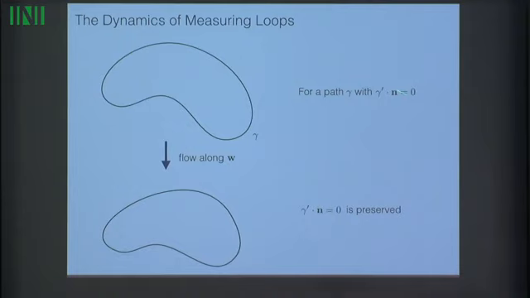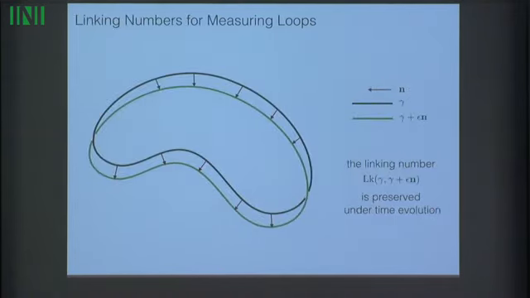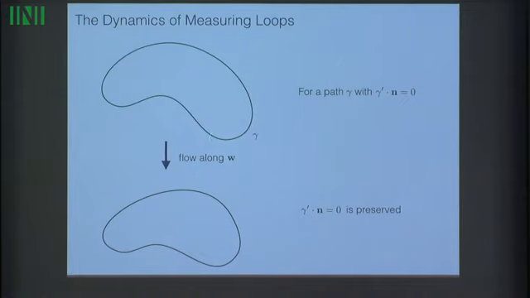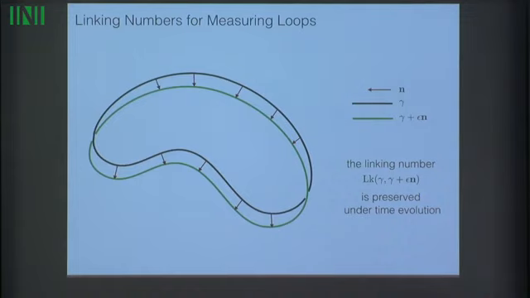Then if you let it flow along this vector field W we defined back when we were doing the coordinate transformation, then this condition is preserved, it turns out. Because this curve's tangent is orthogonal to n, you can look at the direction that n is pointing along the black curve gamma, and it's always pointing orthogonal. So you can draw this green curve, and the green curve never crosses the black curve because the black curve is orthogonal to n, which means its linking number is well defined.